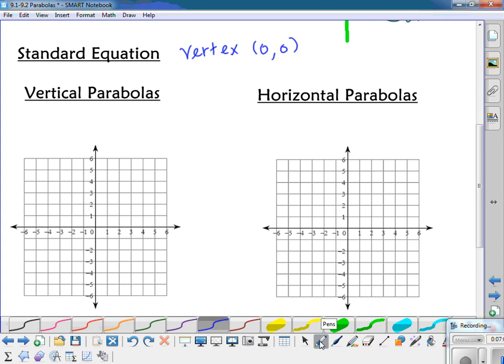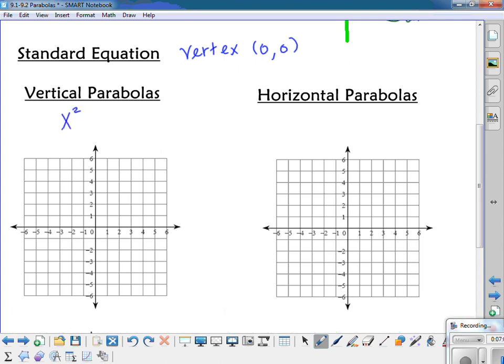If it is a vertical parabola, those are the kinds you guys are used to seeing. That's when we have an x squared. And so it's x squared equals 4py, and if it's horizontal, that means I have a y squared, and y squared equals 4px. So the p will tell you how far and what direction the focus is.